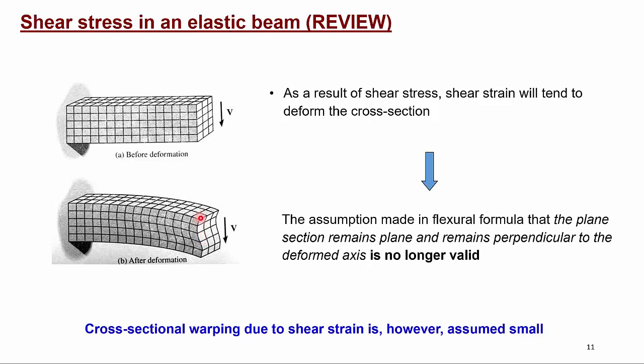Because of this nonlinear distribution of the shear stress in the cross section, the shear strain will make the beam warp. Therefore, the assumption made in the flexural formula that the plane section remains plane and remains perpendicular to the deformed axis is no longer valid here. However, for slender beams, cross-sectional warping due to the shear strain is assumed small, and we assume that it doesn't have an effect on the distribution of the flexural stresses in the beam.